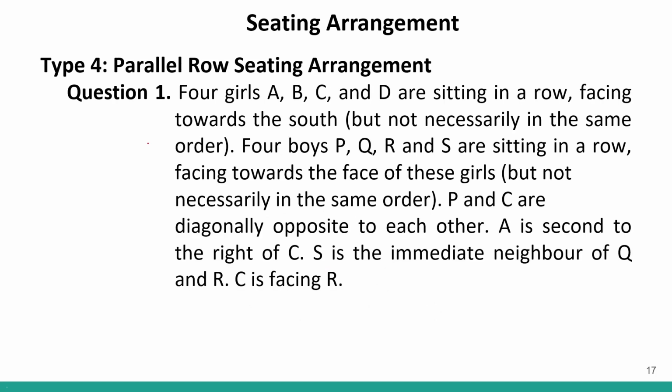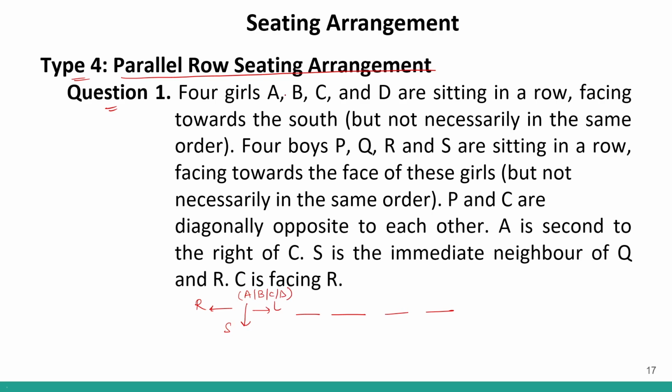Let us move to type number 4, that is parallel row seating arrangement. Parallel row means everybody is sitting in 2 rows and we have to answer questions based on that. Question number 1 says 4 girls are there that are sitting in a row facing towards the south. Okay, so 4 girls. 1, 2, 3, 4. Girls are there. They are facing towards the south. South means this will be my left and this will be my right. What are the name of the girls? A, B, C and D.